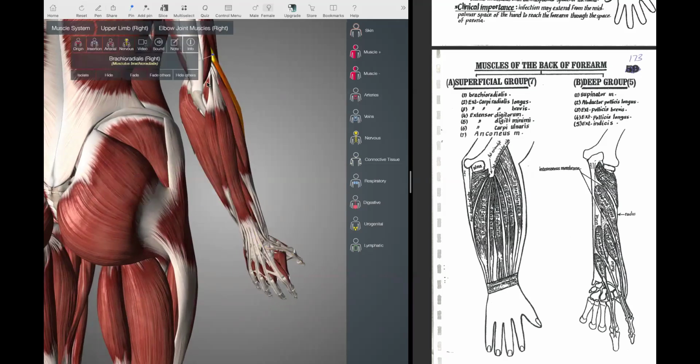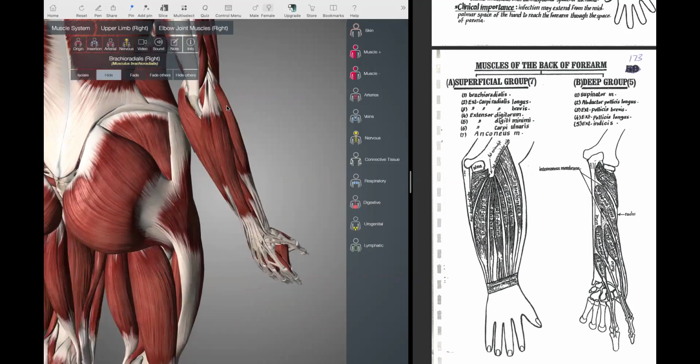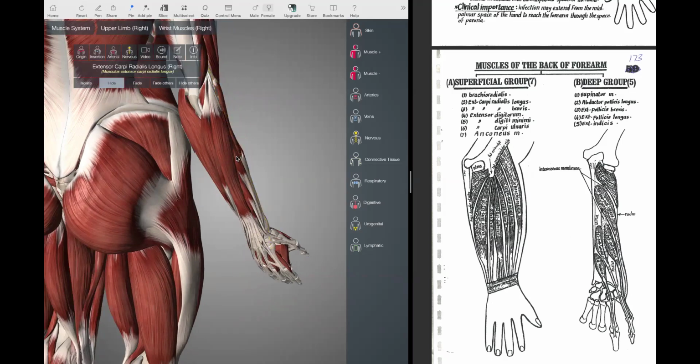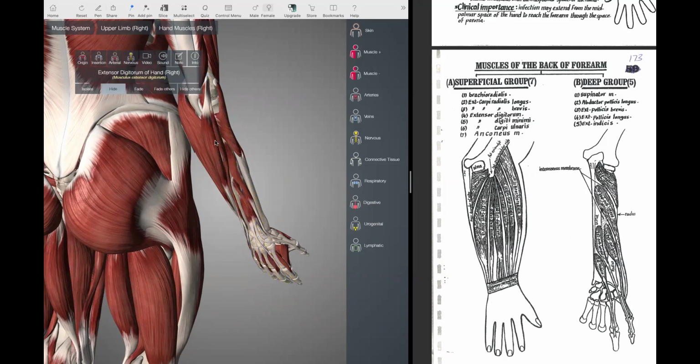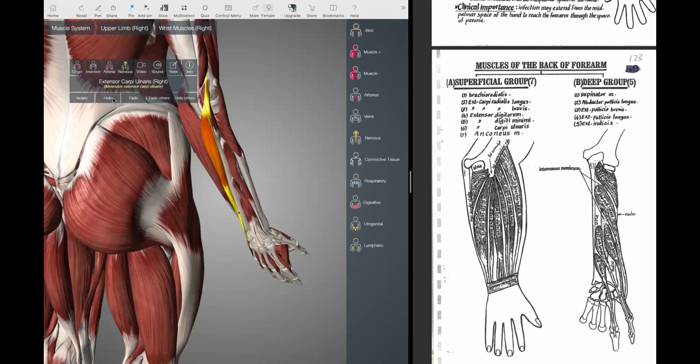Brachioradialis. So first superficial and deep. Superficial group, brachioradialis. Now look, most lateral to most medial. Then we have extensor carpi radialis longus. The long extensor carpi radialis. Now the short extensor carpi radialis, brevis, which is the short one. Then we have extensor digitorum of the hand. Extensor digiti minimi. Extensor carpi ulnaris. Then we have anconeus.